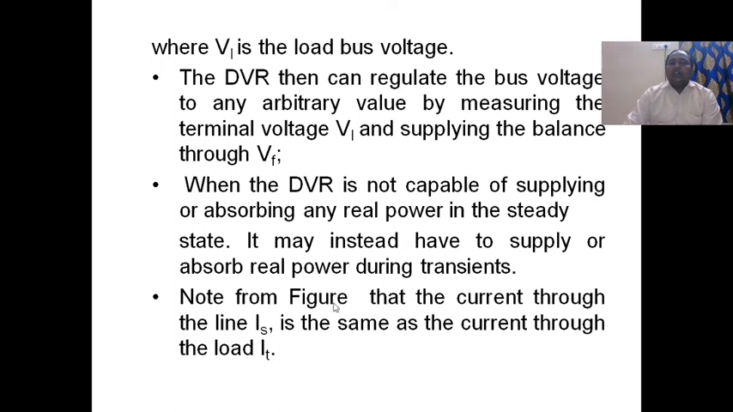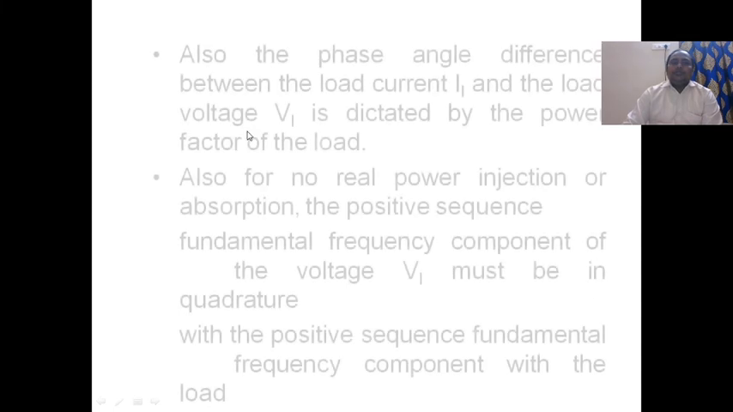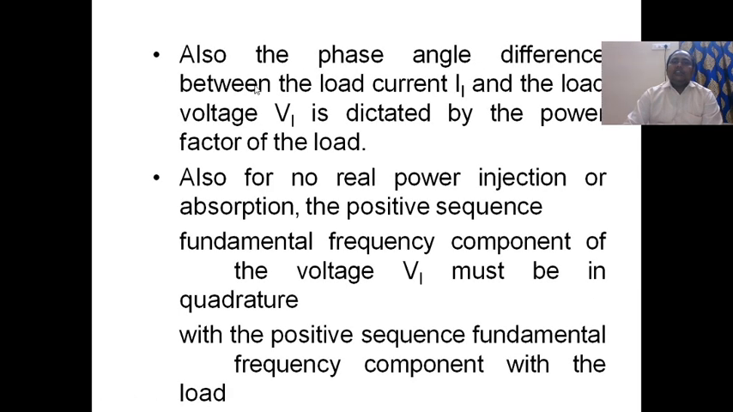Note from the figure that the current through the line IS is the same as the current through the load IT. Also, the phase angle difference between the load current I and the load voltage V is dictated by the power factor of the load. Also, for no real power injection or absorption, the positive sequence fundamental frequency component of the voltage VA must be in quadrature with the positive sequence fundamental frequency component of the load current.